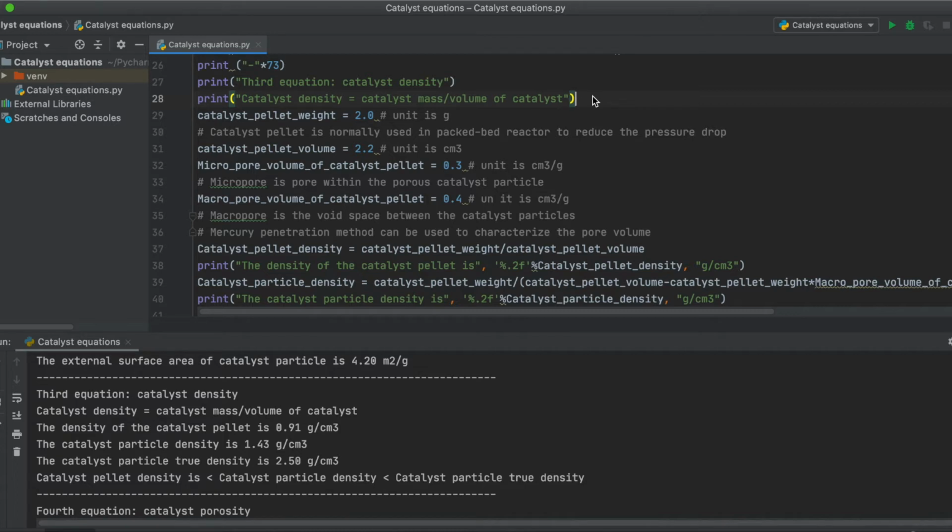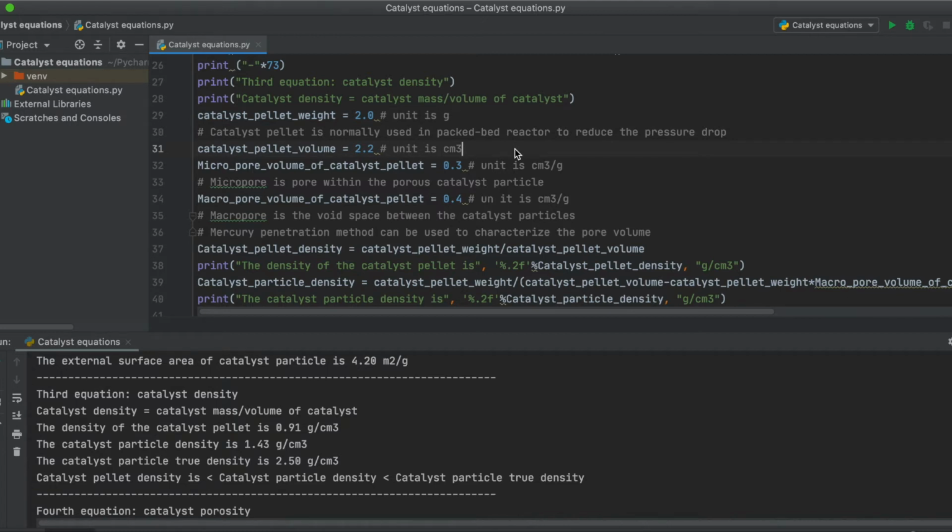Basically, the catalyst density can be calculated using the catalyst mass divided by the catalyst volume, but depending on how we define the volume of the catalyst, the density can be calculated in different ways. For today, I'm going to use a catalyst pellet as my starting example because for most applications, in order to reduce the pressure drop in the packed bed reactor, a catalyst pellet is used instead of catalyst powder.